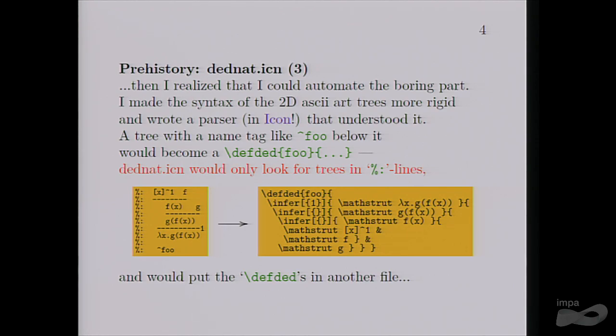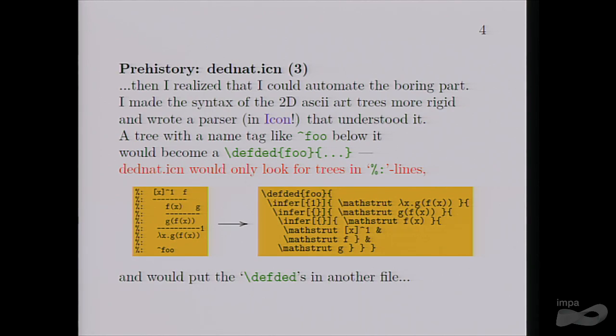And the parser would understand a thing like this and generate this. And note that below the tree, there's a name tag here. We can interpret this as an arrow pointing up. So this says that this tree is called foo, and this thing generates this code that defines a deduction called foo. And this is a trick to use another namespace for the names of deductions and to let me use weird characters in their names.